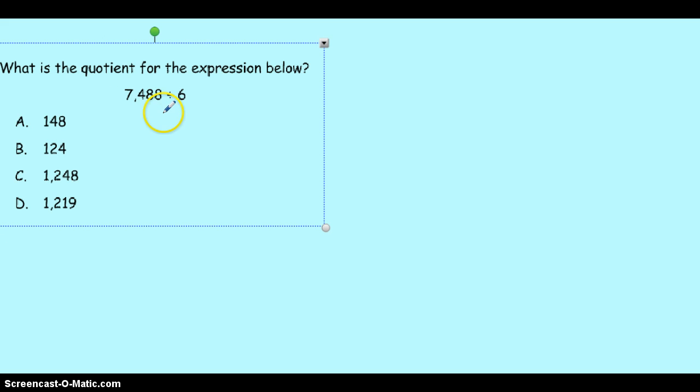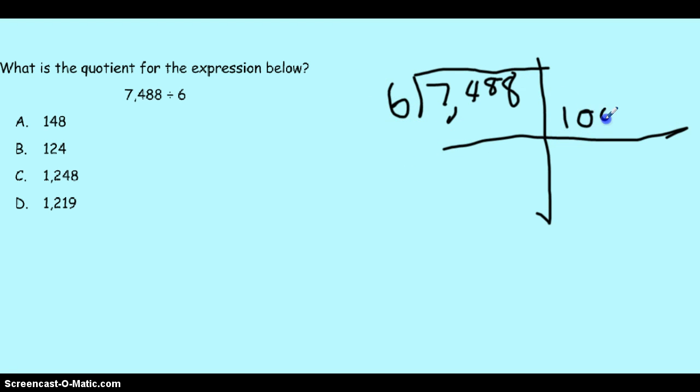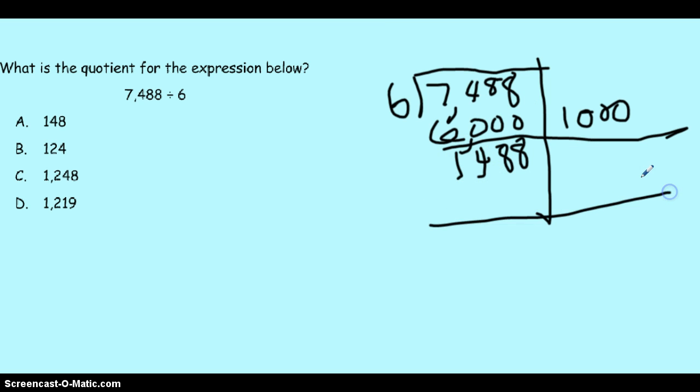All right, what is the quotient for the expression below? So again, it's straightforward. We'll have 7,488, and we're going to divide that by 6. So first I can do 1,000 because I know 6 times 1,000 is 6,000. That's an easy number. So what's left? 1,488. Well, I can't use 1,000 again, so I'm going to try 200, that would be 1,200. So that's pretty close. So 6 times 200 is 1,200.